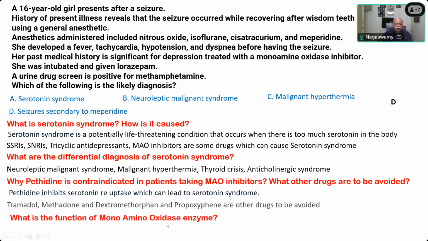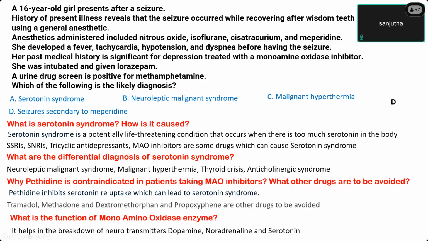So, what is the function of MAO enzyme? Not the inhibitor, the MAO enzyme in the body. It metabolizes catecholamines, norepinephrine, with breakdown of neurotransmitters like dopamine, noradrenaline, and serotonin. So when this enzyme is inhibited, these levels will go up. That is why, when there is a reaction with pethidine and epinephrine, the levels of serotonin and noradrenaline all go high. The patient goes into very severe hypertension initially, and later on fever, tachycardia, hypotension, all these things.